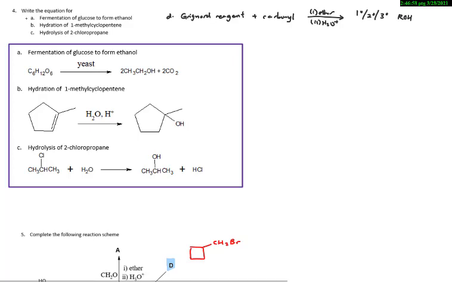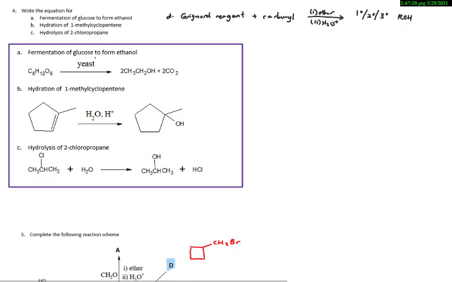Alright, so for question number 4, it's about the preparation of alcohol. So remember, we have 4 ways to prepare alcohol. It can be either fermentation of glucose to form ethanol, hydration of alkene, hydrolysis of alkyl halide, or the reaction between Grignard reagent with carbonyl followed by hydrolysis to produce primary, secondary, or tertiary alcohol.